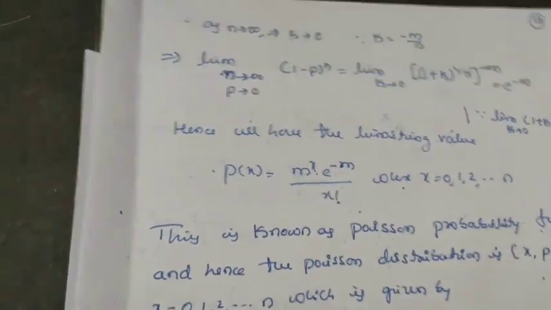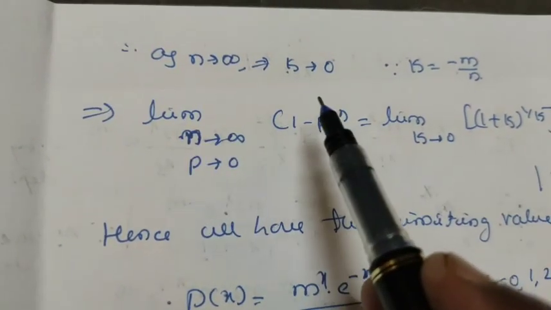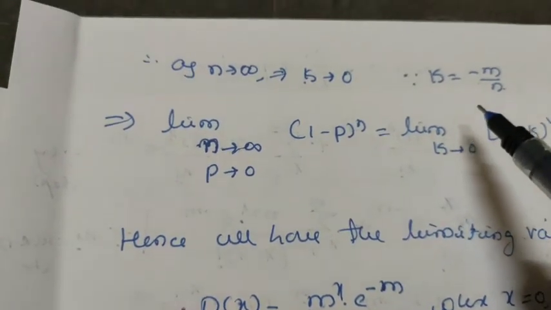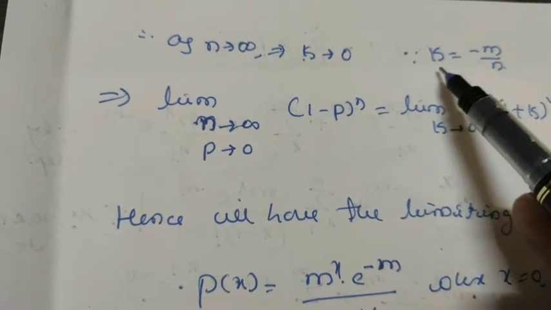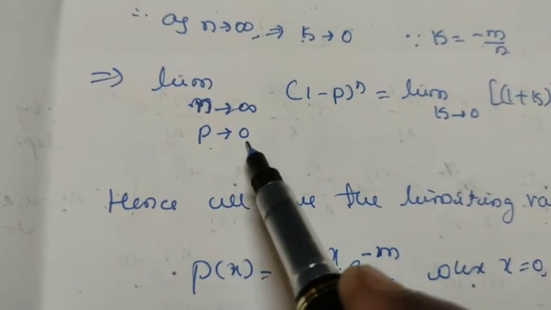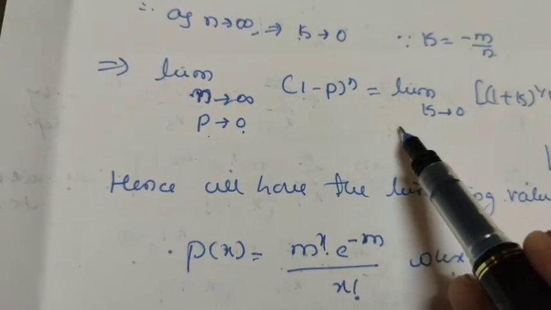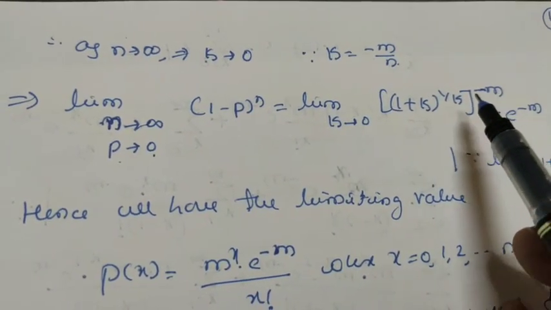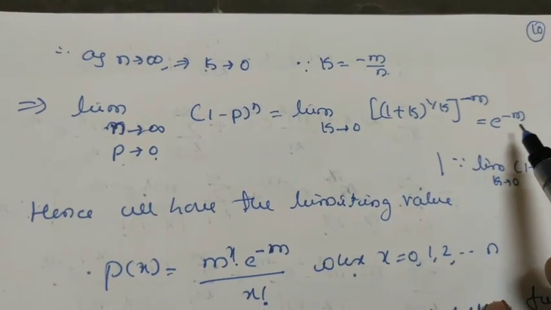So now as n tends to infinity, this implies k tends to 0, because k is equal to minus m by n. So in the denominator we have infinity, so k tends to 0. Now as n tends to infinity, p tends to 0. This implies (1 minus p) raised to n is equal to the limit as k tends to 0 of (1 plus k) raised to 1 by k, whole raised to minus m. And we know this limit is e raised to minus m.